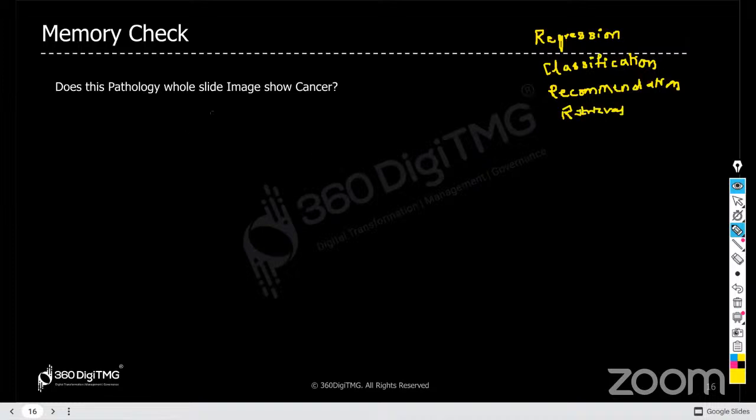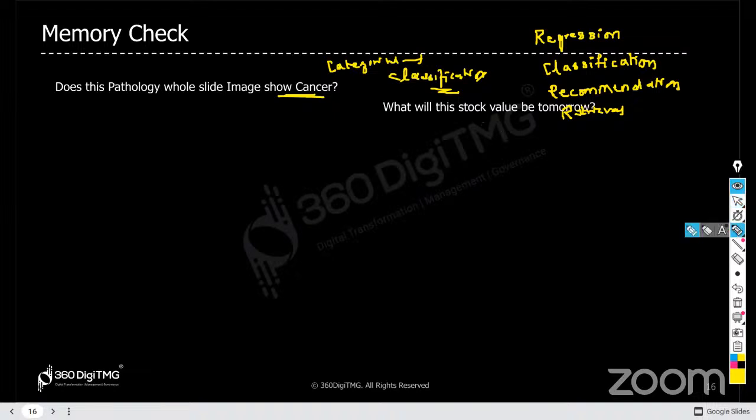So does this pathology slide image show cancer? What is this one? This is categorical data, not numerical. When it is categorical, then what is it called? It is called a classification problem. Then what is the next question? What will this stock value be tomorrow? Value is a number. Number is nothing but regression. So this is a regression problem.